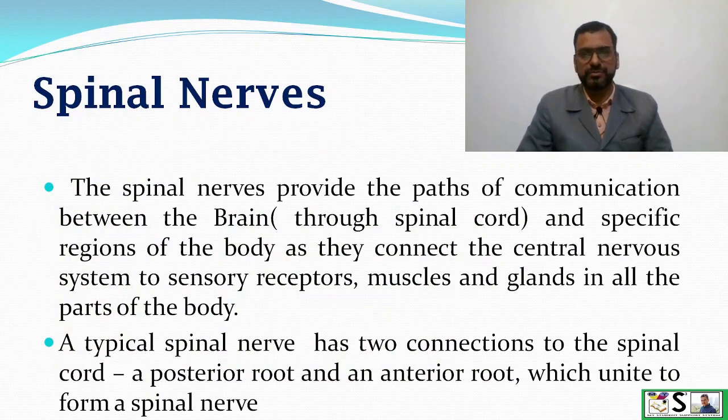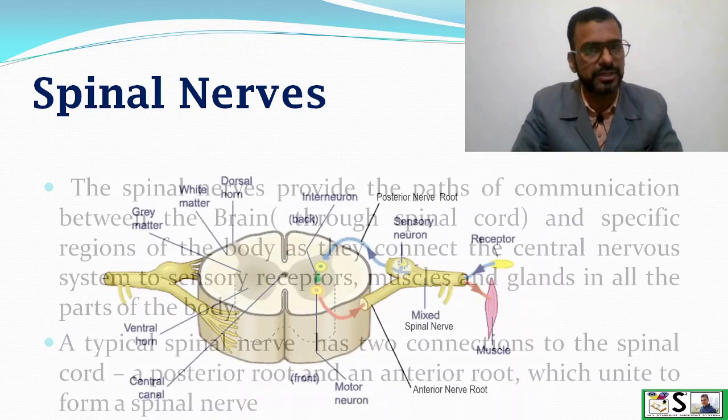The spinal nerves provide a path of communication between the brain, through the spinal cord, and the specific regions of our body, as they connect the central nervous system to sensory receptors, muscles and glands in all the parts of the body. A typical spinal nerve has two connections to the spinal cord. These are the posterior nerve root and the anterior nerve root, which unite to form the spinal nerve.